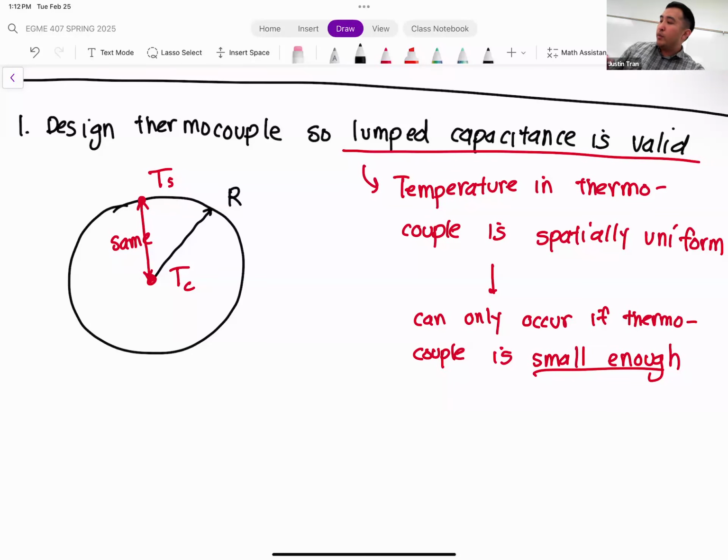Mathematically, the way we compute this is by computing the Biot number. Remember, from last time, the Biot number is h times L_c divided by k. For the lump capacitance method to be valid, the Biot number has to be less than 0.1. It would be better if it was smaller than that, but the highest the Biot number can be is 0.1.